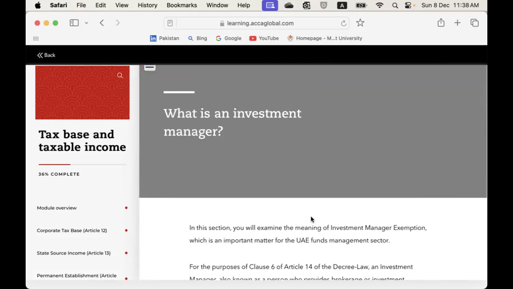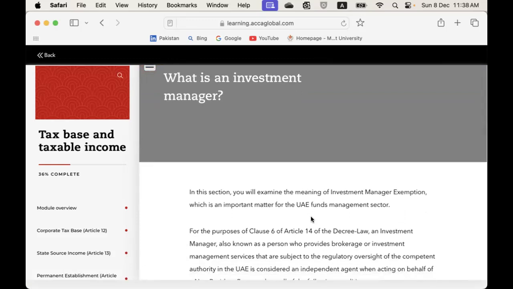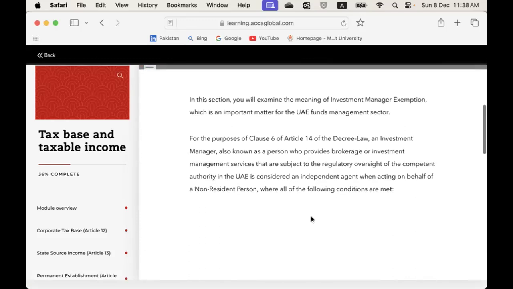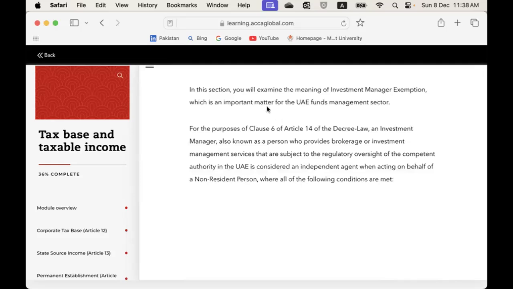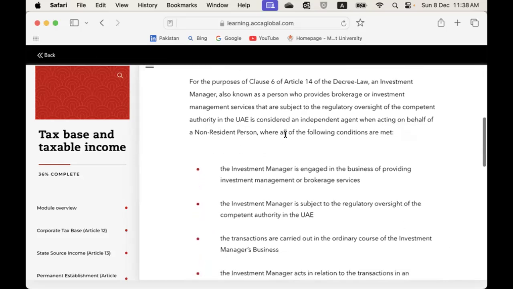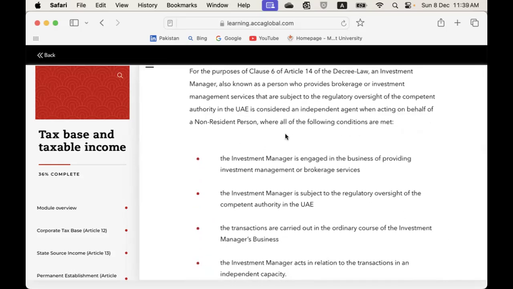Now we are coming to another very interesting angle. There is an article on the investment manager exemption. So soon we are going to look at this. You will examine the meaning of the investment manager exemption, which is an important matter for the UAE funds manager. Now we need to remember UAE, particularly Dubai, is the financial hub of the MENA region, and also at a global scale. This is one of the most desired financial investment destinations because of its relaxed laws.